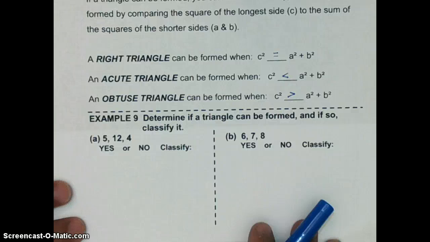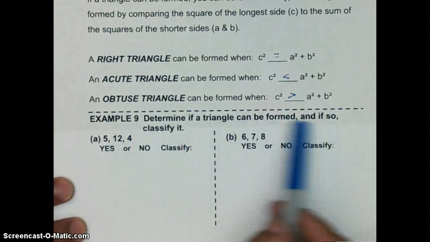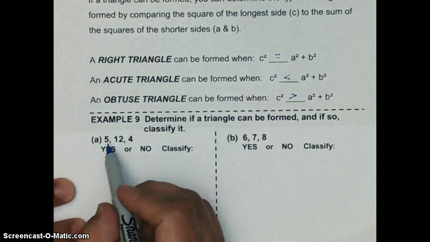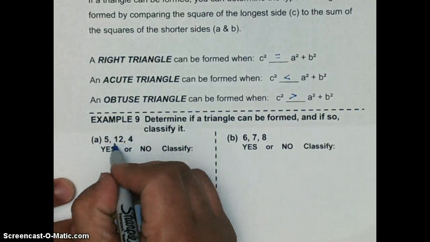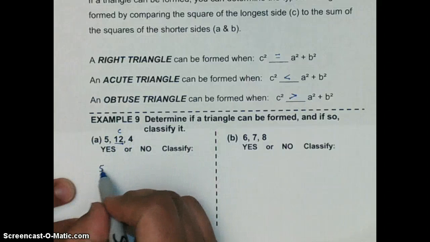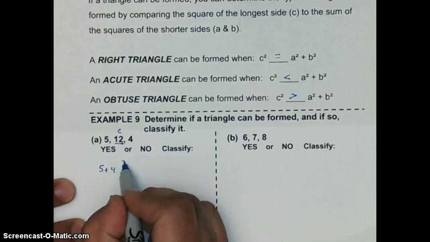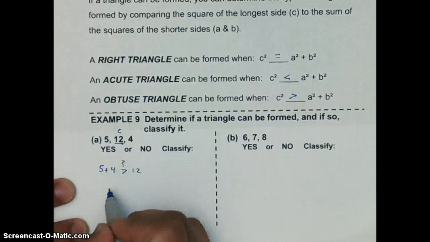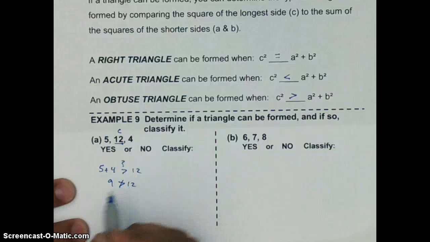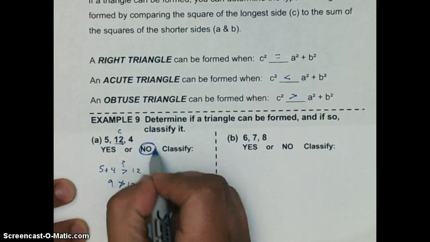Alright, so we got another example. Determine if a triangle can be formed, and if so, we've got to figure out what it is. So if I have this, this is my longest side, so that's going to be my C. Remember that we have to check, is 5 plus 4 greater than 12? Well, 5 plus 4 is 9, and it is not greater than 12, so this would not make a triangle.